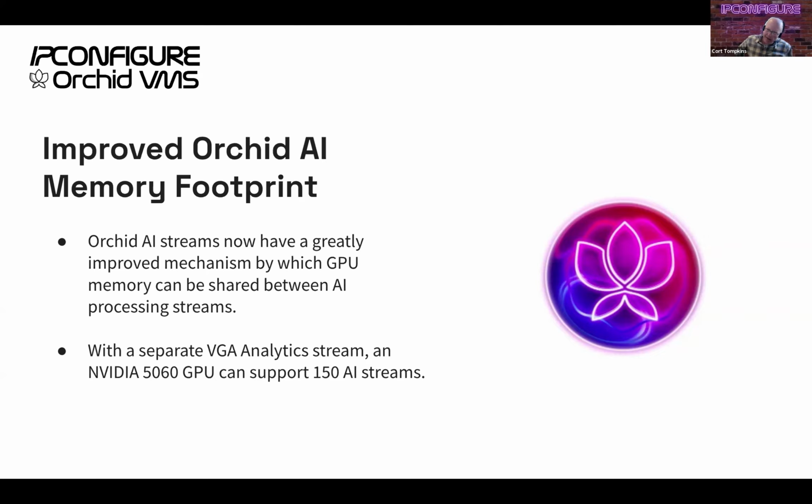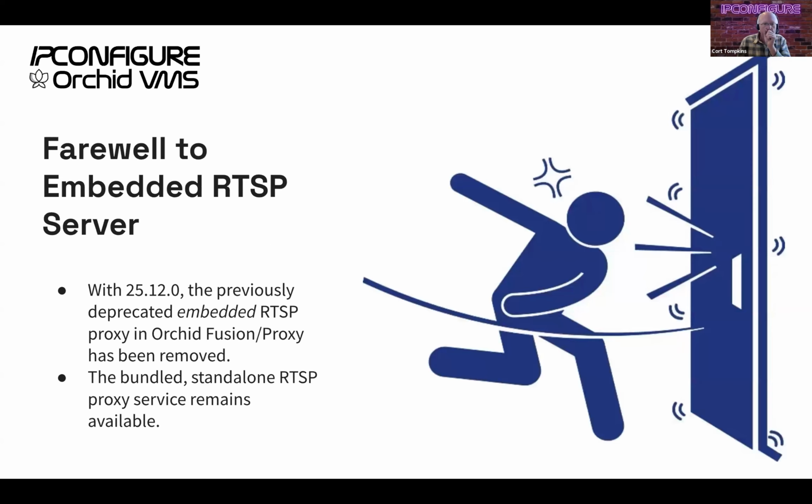So yeah, in 25.12, really the sky's the limit in terms of Orchid AI streams. If you've got an NVR with a GPU in it, there's no reason not to enable Orchid AI on every camera, as long as you're an Orchid hybrid customer or otherwise have the AI licenses.